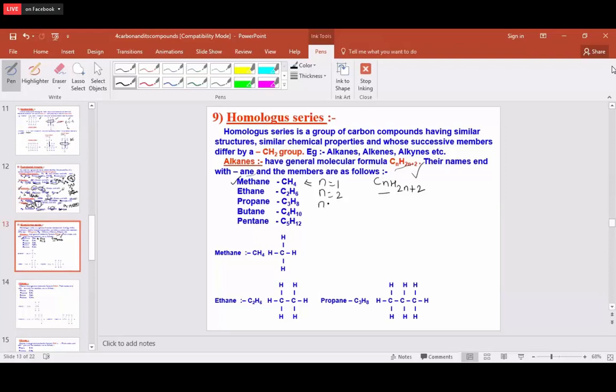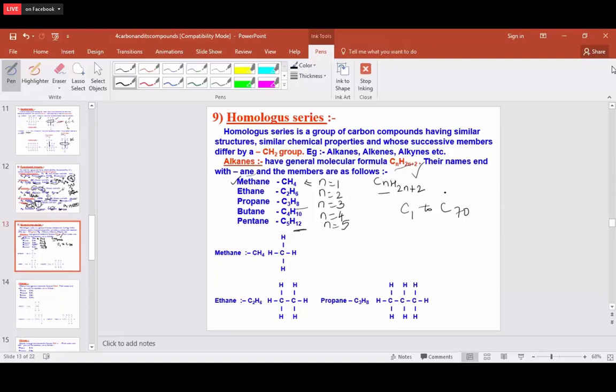This is n equal to 3. We substitute over here in this formula. So C3H8. So 3 we are substituting. So 3 times 2 is 6, plus 2, 8. So C3H8, propane. Then butane, n equal to 4, C4H10. This is n equal to 5. So C5H12. So like this, we are having C1 to C70 alkanes, up to 70 carbon atoms present.